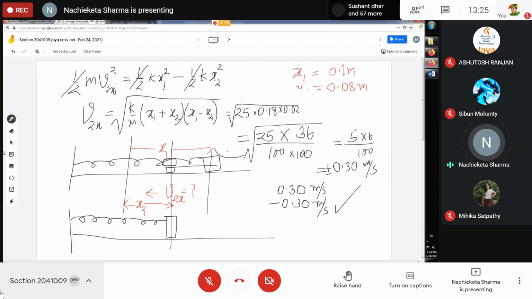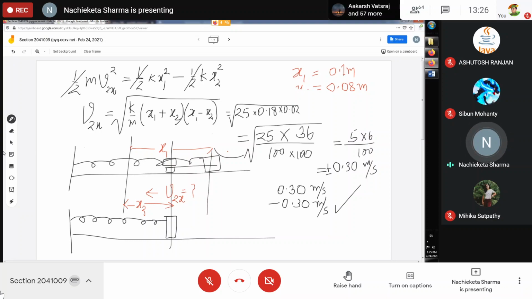U1 consists of two terms, U1 gravitational and U1 elastic. But U1 gravitational and U2 gravitational are same because the surface is horizontal. So basically, finally, I will get K1 plus U elastic 1 is equal to K2 plus U elastic 2. Because you have started the glider from the position of rest, that's why K1 will be 0. So K2 is equal to U1 minus U2. Okay, then you have to do the algebra, and finally you will get two answers, plus 0.30 meter per second and minus 0.30 meter per second.